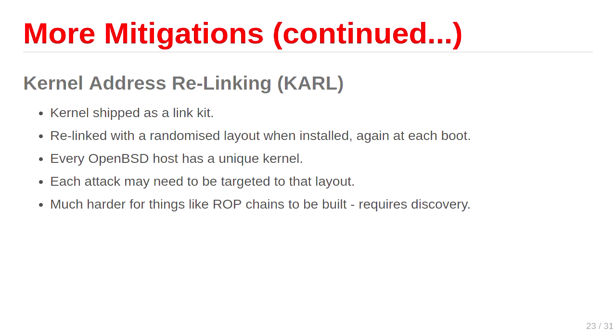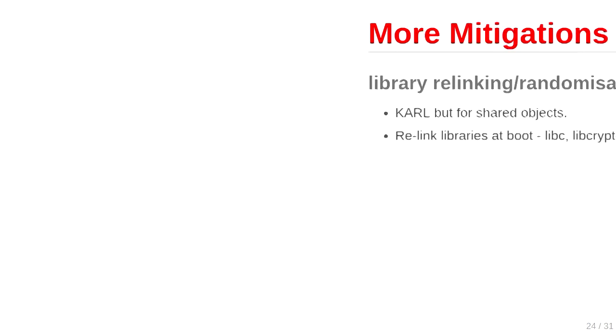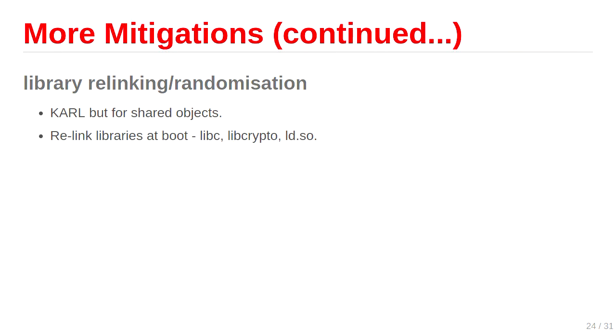If you want to attack that machine, you actually have to work out how to target that particular layout, which means you have to know what the layout is. And so again, this requires discovery, which adds yet another barrier. And the same thing's also been done for libraries. So at boot time, libc, libcrypto, and ld.so, which all happen to be fairly large attack surfaces, happen to be relinked with randomized layouts. Again, building a ROP chain on your system or on someone else's system doesn't mean that it's actually going to work everywhere else.